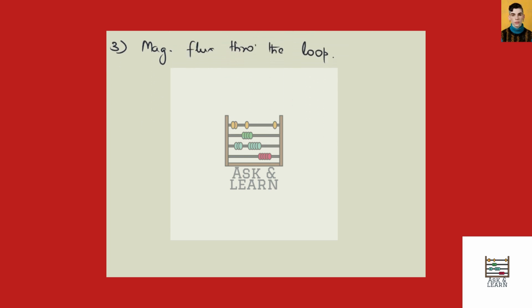So we know the formula phi is equal to BA cos theta. At time t equal to 0, the base of the triangle is along the x-axis, whereas its height is along the y-axis. But at time t equal to 0.6 second, the wire has rotated through an angle which is given by theta is equal to 360 divided by T into t.